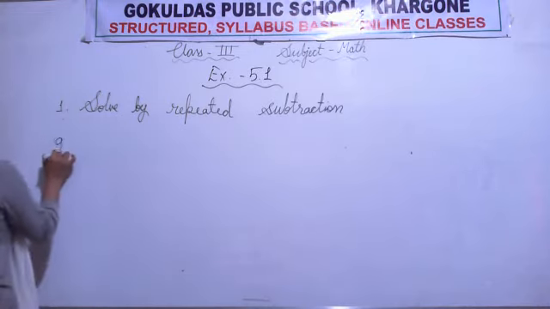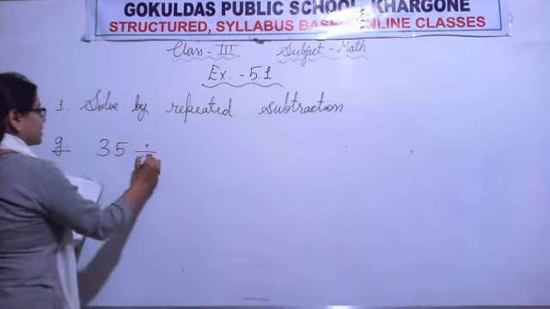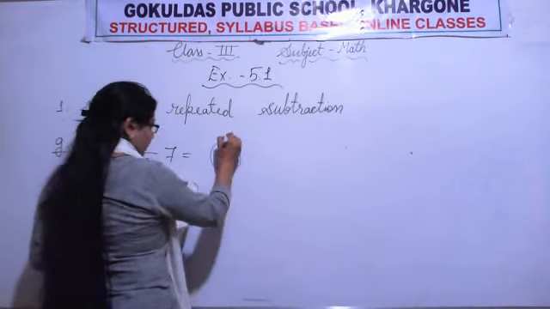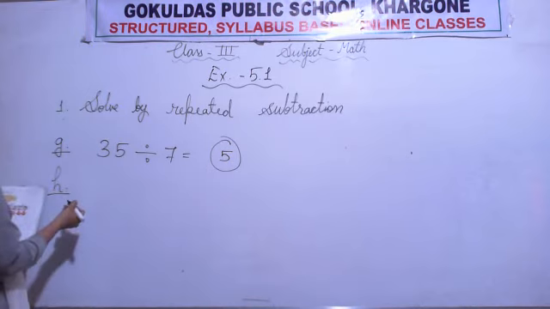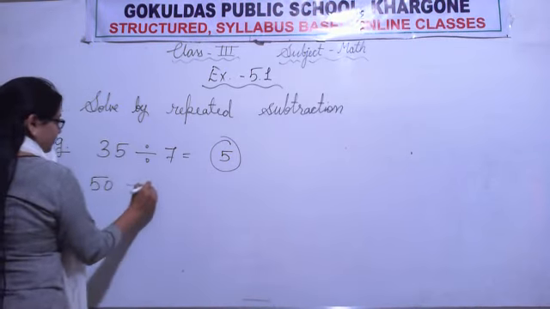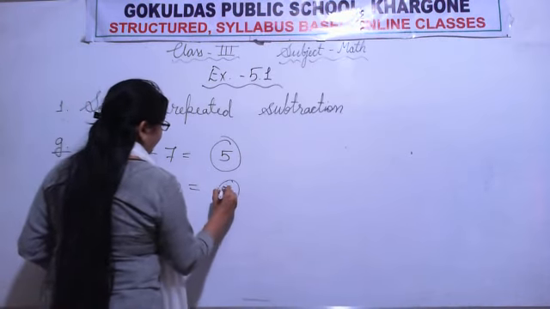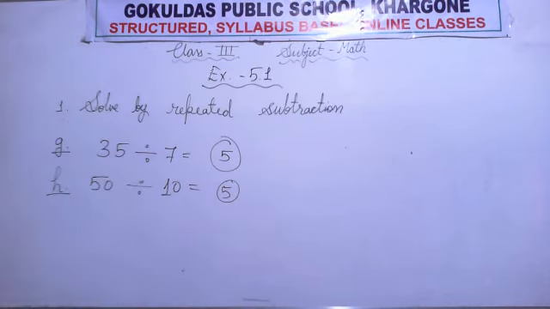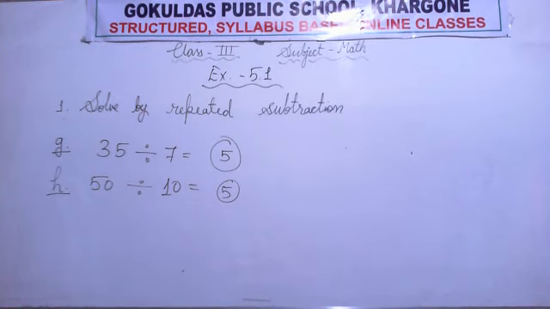So question G is 35 divided by 7. The answer will be 5. Question H is 50 divided by 10 is equal to 5. So the answer for G is 5 and the answer for H is also 5. I have just written down the answers only, but you need to solve properly and check your answers with these.